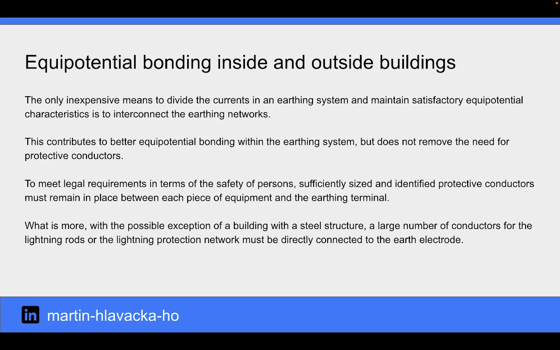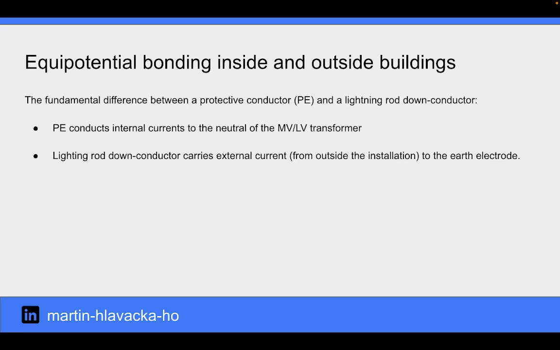What is more, with the possible exception of a building with a steel structure, a large number of conductors for the lightning rods or the lightning protection network must be directly connected to the earth electrode. The fundamental difference between a protective conductor and a lightning rod down conductor is that the first conducts internal currents to the neutral of the MV-LV transformer, whereas the second carries external current to the earth electrode.